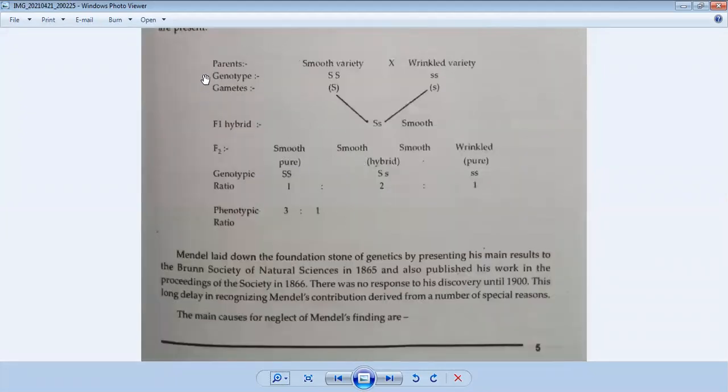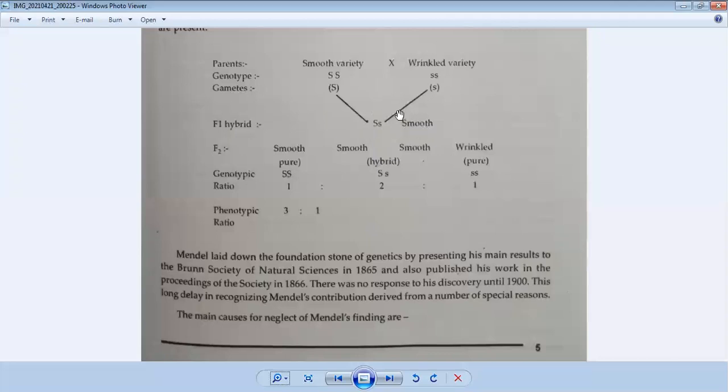Now this is a crossing, simple crossing. You know that all of you, सब लोगों को पता है. Parent generation, selection of parent, smooth variety, wrinkle variety of seed. Then genotype, smooth variety के लिए capital S, wrinkle variety के लिए small s. Gametes find out किए, यहाँ से capital S निकला, यहाँ से small s निकला. They go for crossing and they got the F1 generation, capital S, small s.